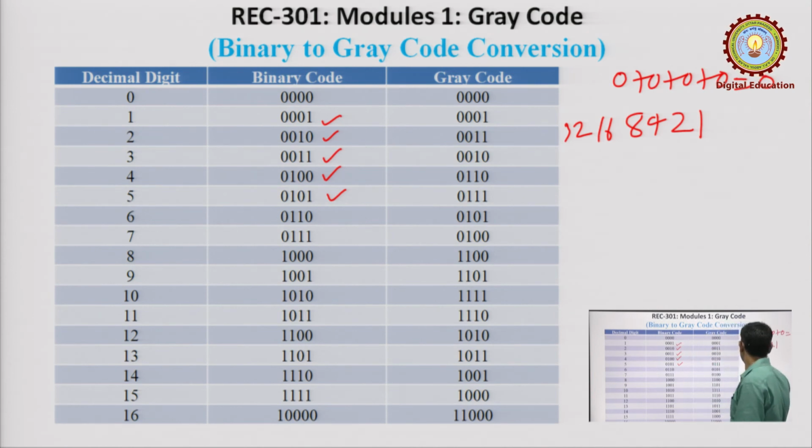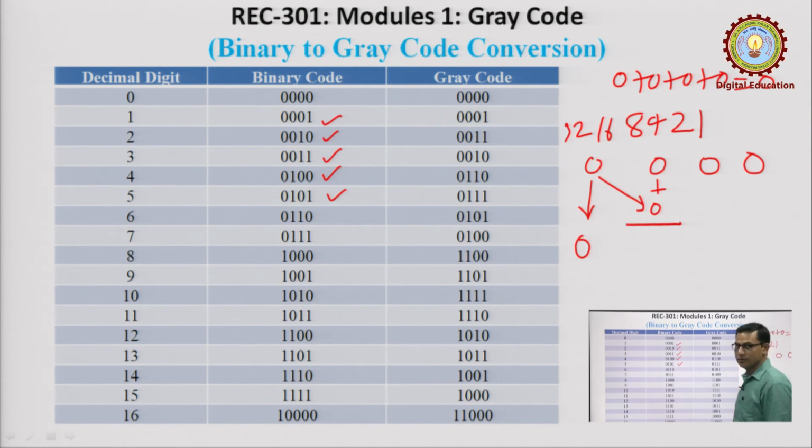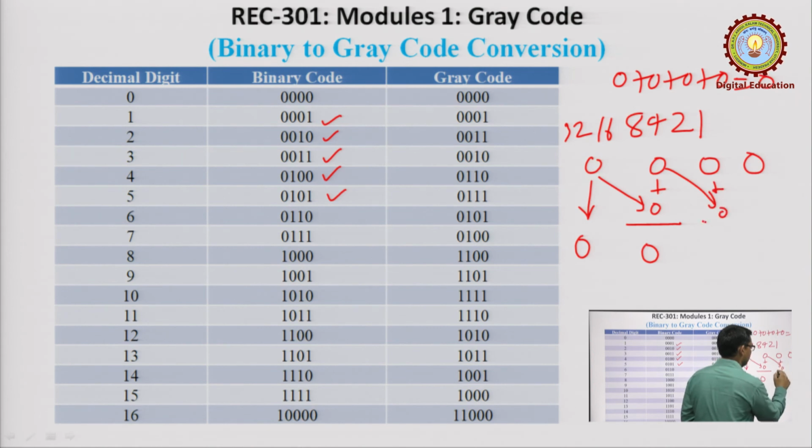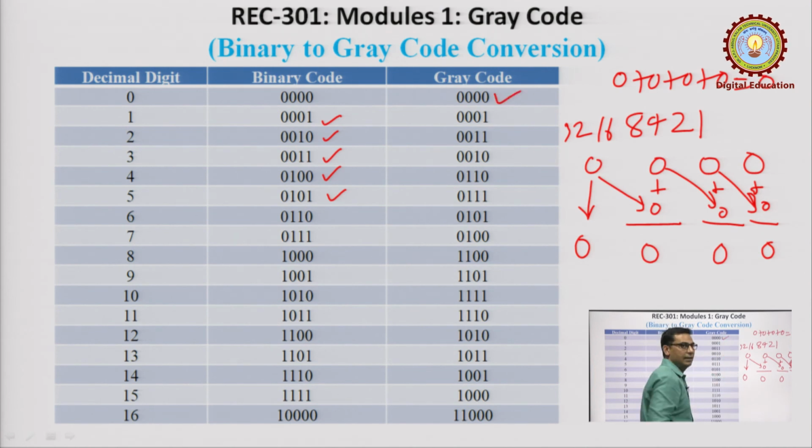Like for 0 0 0 0, as per the rules the MSB will be copied as it is, and we will add it to the next one. So, plus 0, this one will be copied here. 0 plus 0 is equal to 0. Now, this will go here plus 0. What will be the answer? 0 plus 0 is equal to again 0. This will go here plus 0, and 0 plus 0 is equal to 0. That is why we get the gray code 0 0 0 0.